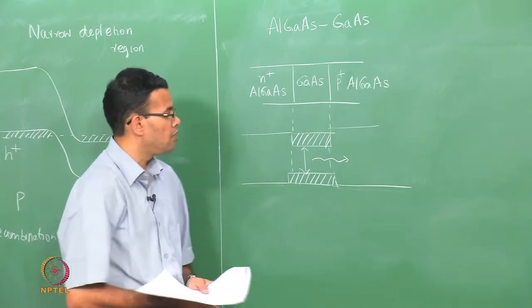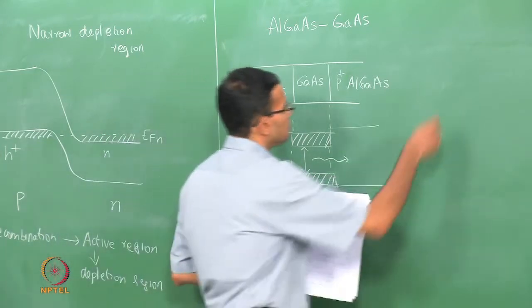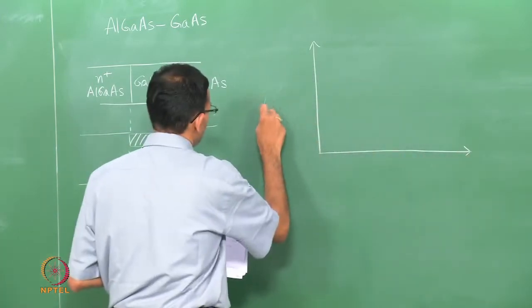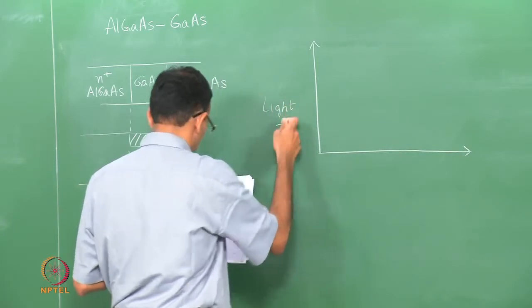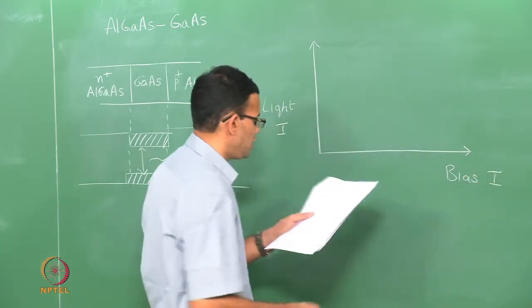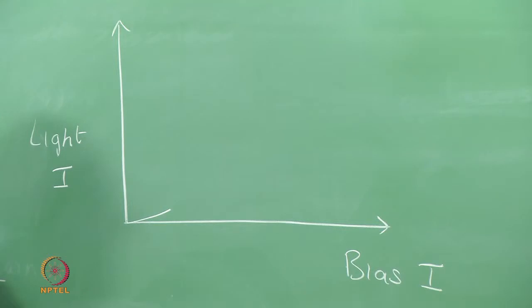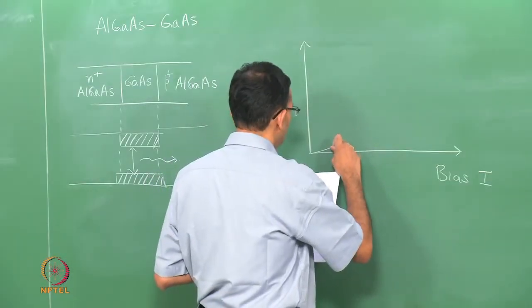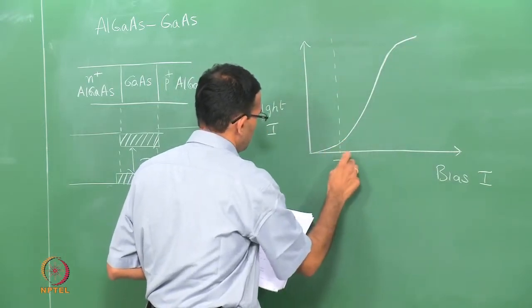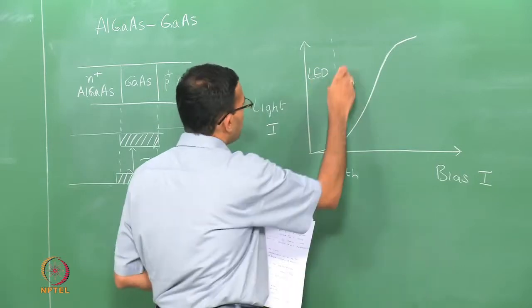The intensity of the output light depends upon the number of electron hole pairs or the current. So, if I were to plot the light intensity versus the bias current, the bias current defines how many electron hole pairs are injected. There is a threshold value below which the material behaves as an LED and above which behaves as a laser. Define an I threshold below which it is an LED and above which it is a laser.